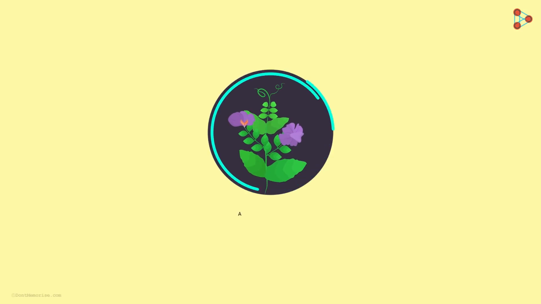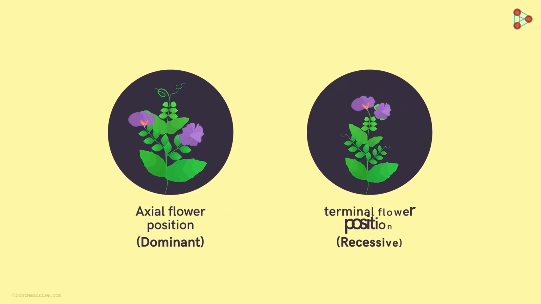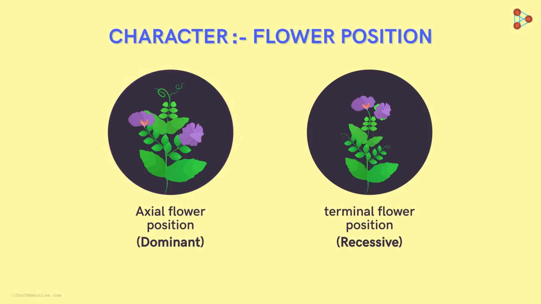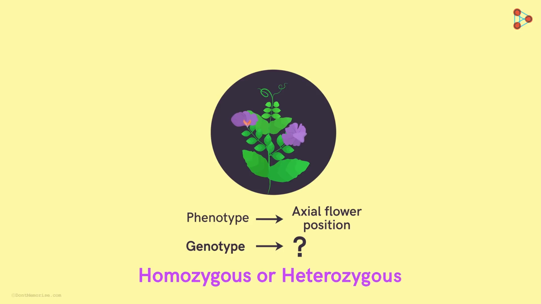To begin with, let's imagine we have this plant with axial flowers. We know that the axial flower position trait is dominant over the recessive trait of the terminal flower position. So this plant has the dominant genes for the character flower position. Now this is the phenotype of the plant, which is understood by a mere glance at it. But can you tell me what the genotype of this plant is? Is it homozygous or heterozygous for this character?